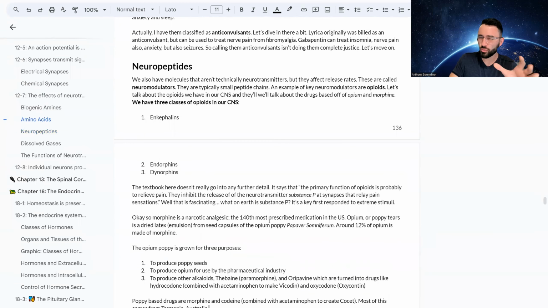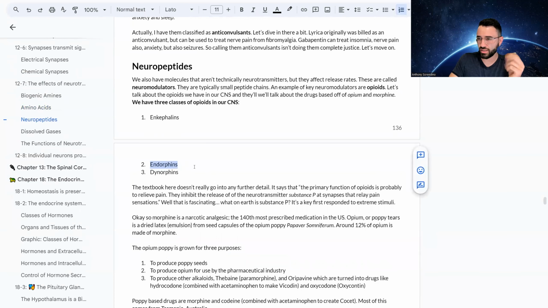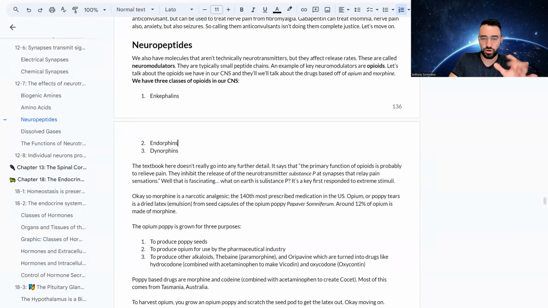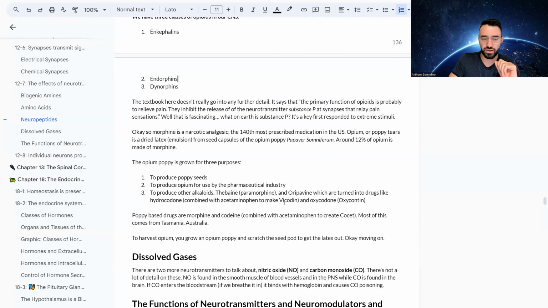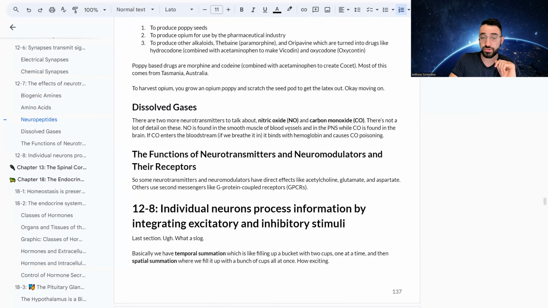So there you go. They don't really go into a lot of detail. You definitely hear about releasing endorphins a lot. Definitely more to be learned from that section there. Okay. We also have dissolved gases like nitric oxide and carbon monoxide. Not a lot of detail in here in the book either. But if CO enters the bloodstream, if we breathe it in, like if you're trapped in the garage and your car is on, it binds with hemoglobin and causes carbon monoxide poisoning.